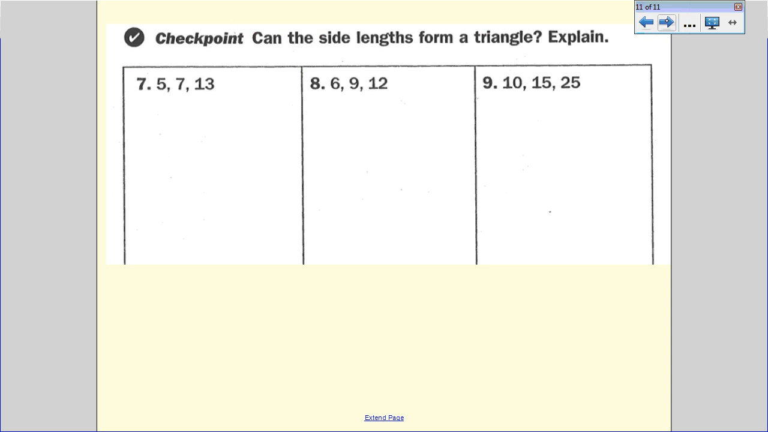So you guys have 3 examples that you need to do on your own to see if those side lengths can form a triangle. You're going to need to try those combinations. Remember, start with the smallest. 5 plus 7 is 12. 12 is not greater than 13, so this would not be a triangle. So you need to finish 8 and 9, and we will check those in class.